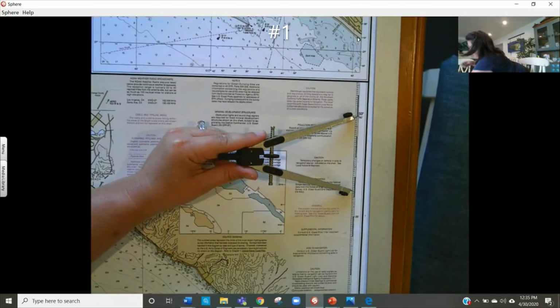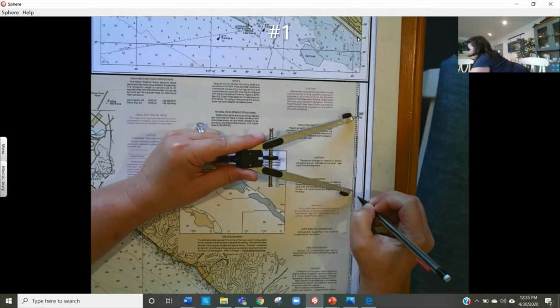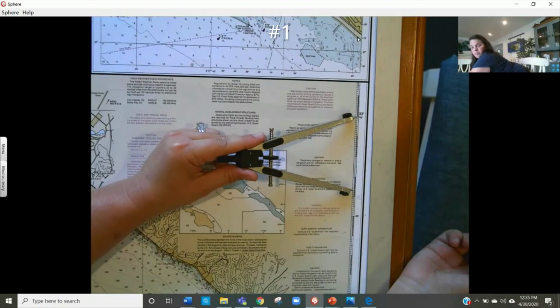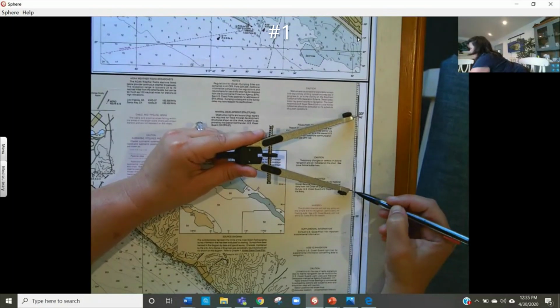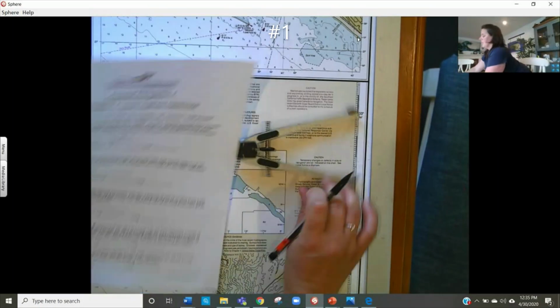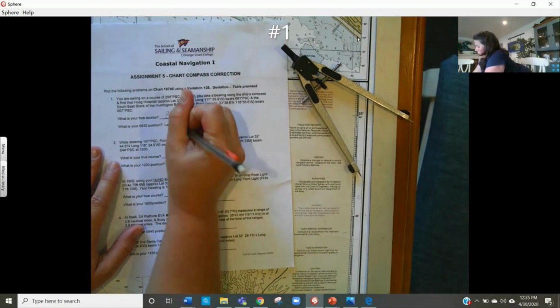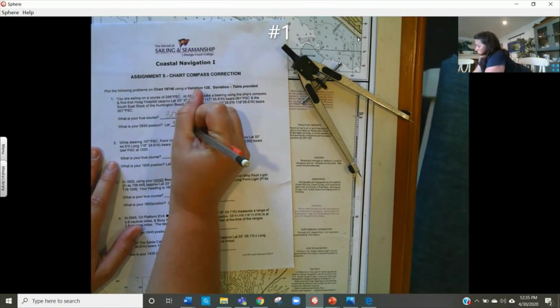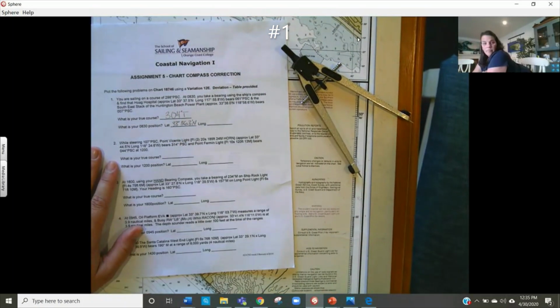In this case, we have 33 degrees, 35 minutes. This right here is 36 minutes. So we have 36.1, 36.2, 36.3. So when I have my latitude, I can say that this is 33 degrees, 36.3 minutes north. Now we're going to measure longitude. Let me zoom into the longitude.